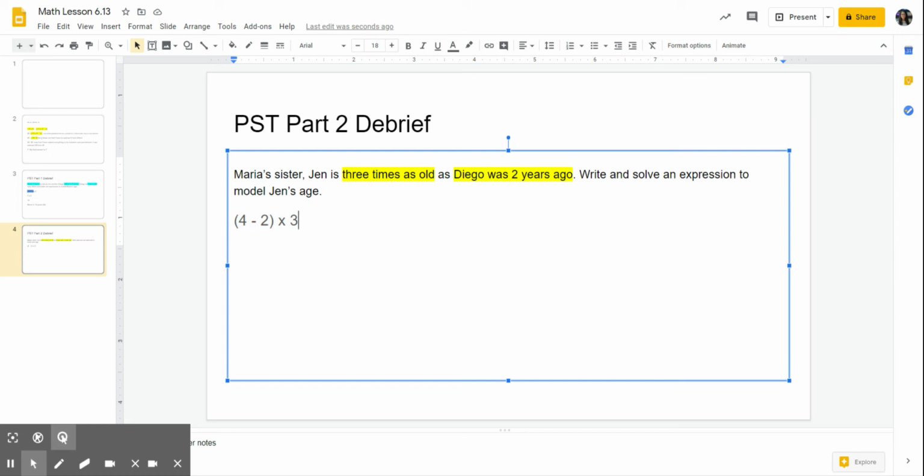We know that the second thing we need to do here is to actually solve it. So we have 4 minus 2 in parentheses. So we know that we need to solve that first. And the answer to that is 2. So we know that 2 years ago, Diego was 2. And now we know that Jen is 3 times that age. So we're going to do 2 times 3, which tells us that Jen is 6 years old.